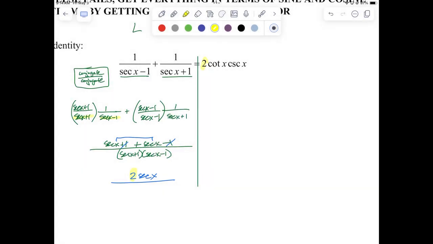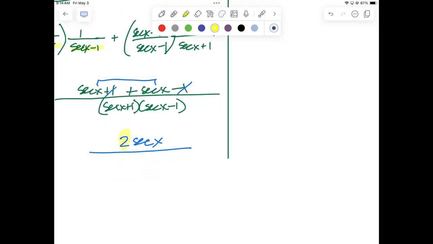Making progress. All right, in the bottom now, what can I do with secant plus 1, secant minus 1? Combine them, multiply them out, right? You're going to get what? Secant squared minus 1. You get a difference of squares. The middle terms cancel out. You don't have to show the middle terms. You can just say, oh, I know they cancel. They're conjugates. So it's the first one squared minus the last one squared.